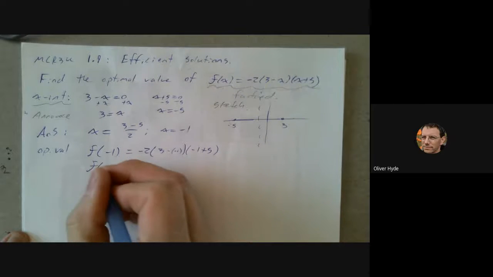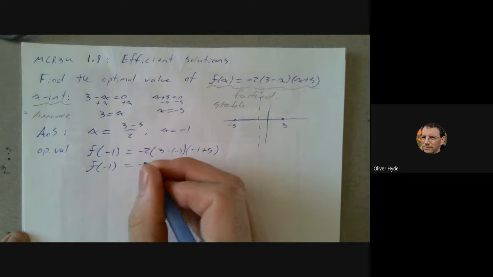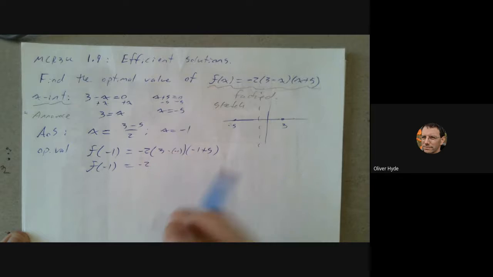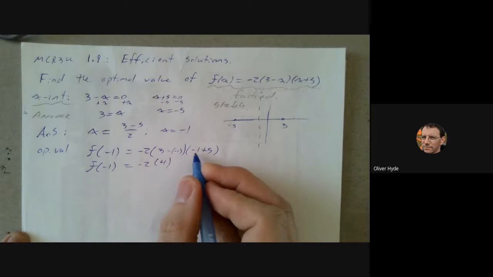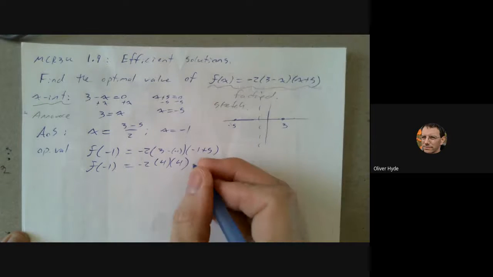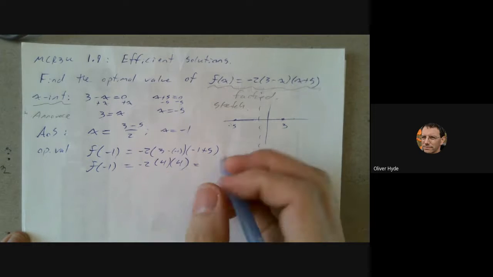I usually don't point this out in class, but there is a type of symmetry that will happen here. When I get 3 minus -1, I'll receive +4. When I do -1 plus 5, I'll receive +4 as well. And I take this to completion, I get 16, -32.